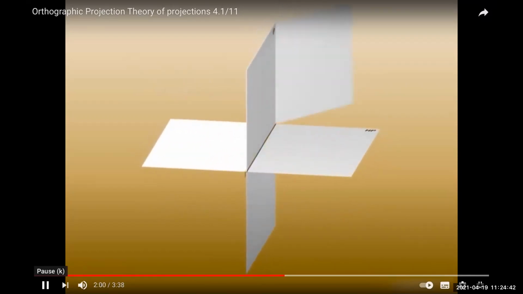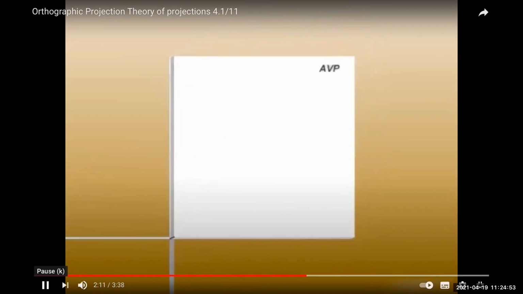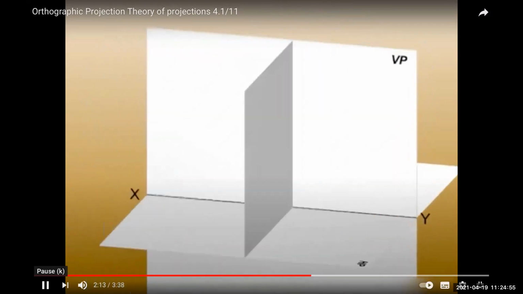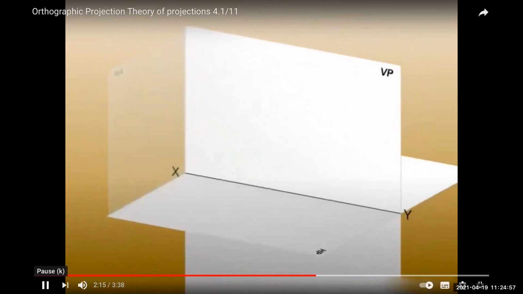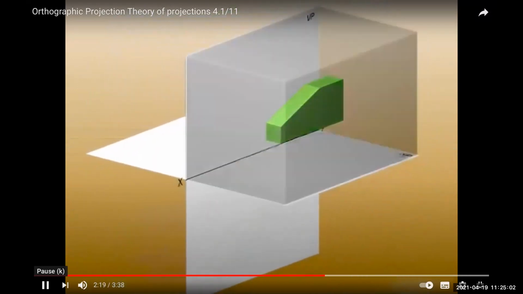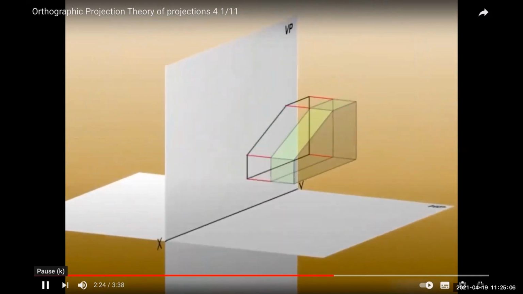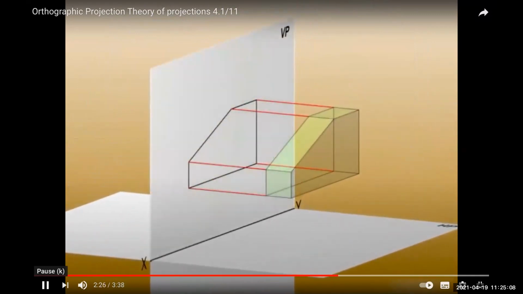There is one more plane known as auxiliary vertical plane, AVP, or profile plane, PP. We use AVP when the view is from the left side or the right side of the object. Alright, now consider the object in the first quadrant. Looking at it from the front side, the image is found on the VP and is known as front view or elevation.